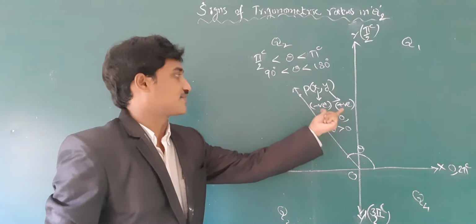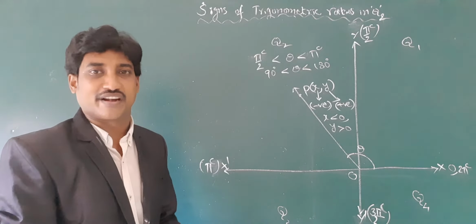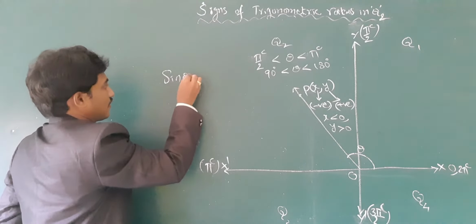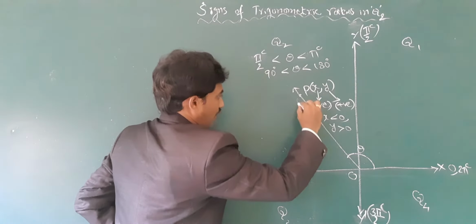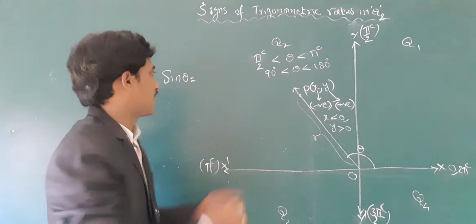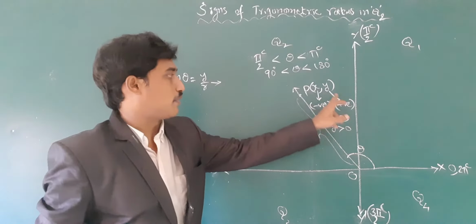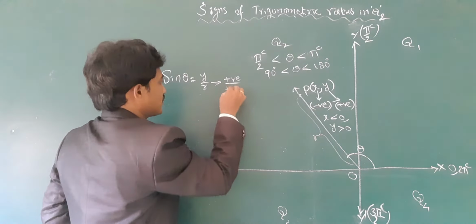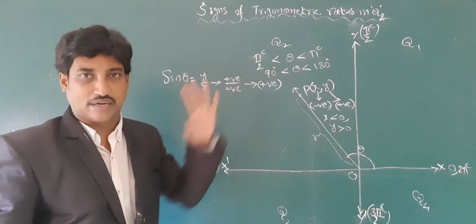Based on these x and y signs, we can decide the signs of different trigonometric ratios. First of all, sin theta in the second quadrant. If OP is r, then sin theta is y by r. Y is a positive quantity, r is positive. Positive by positive, we get a positive quantity. So sin theta is positive in the second quadrant.